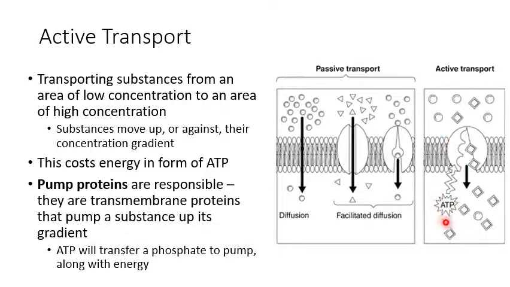Whenever you're using ATP to activate this pump protein, that means you're going to have the free phosphate from the ATP end up transferred to the pump protein. And also the energy associated with breaking that bond between the phosphate and the rest of the ATP molecule is going to be transferred to the pump protein, and it will be used to power the conformational change that the pump protein needs to undergo.